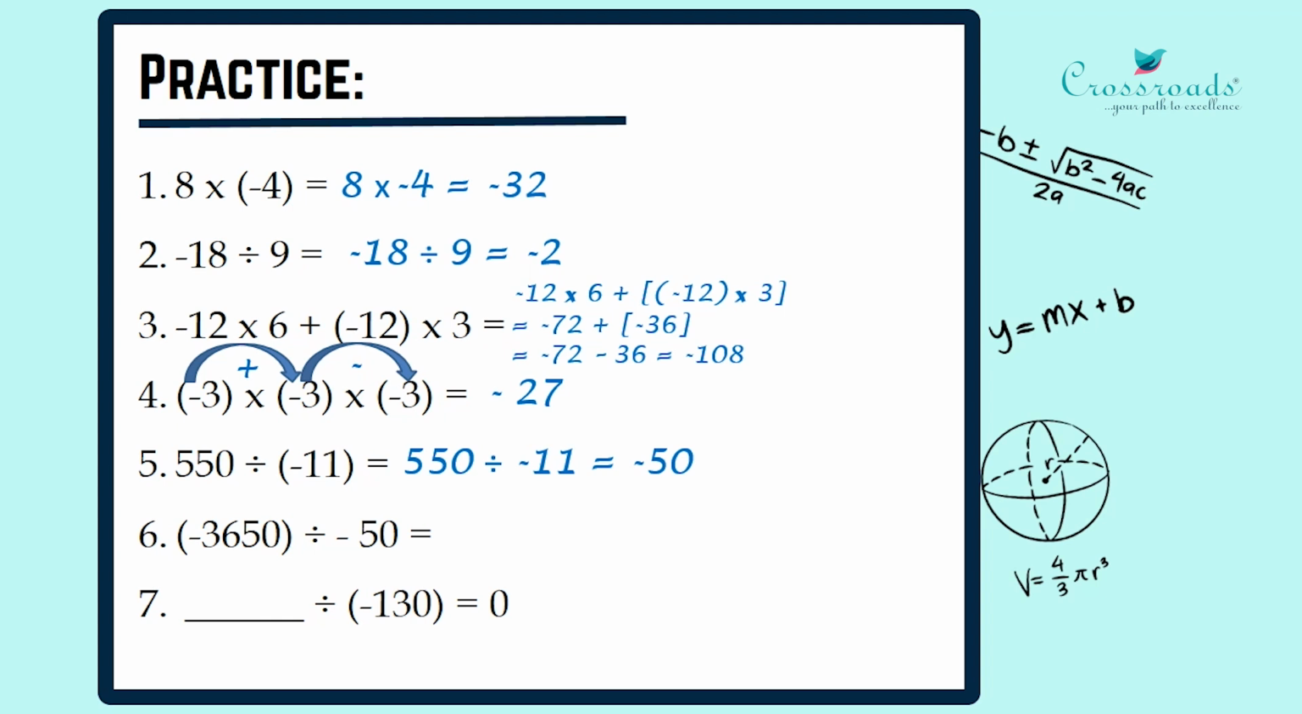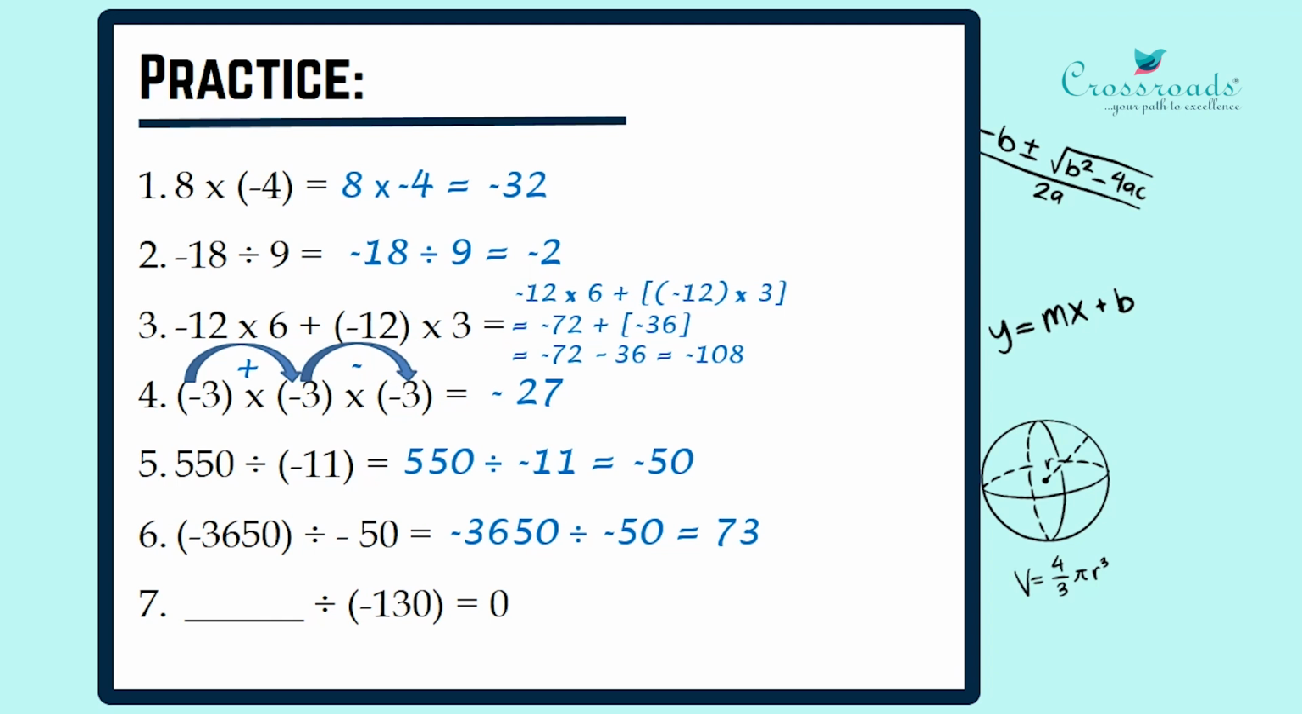Next, 550 divided by minus 11, the answer is going to become minus 50. Minus 3650, that is minus 3650 divided by minus 50. A negative integer divided by negative integer, the resultant quotient is going to become positive. Hence the answer over here is 73, which is a positive integer.